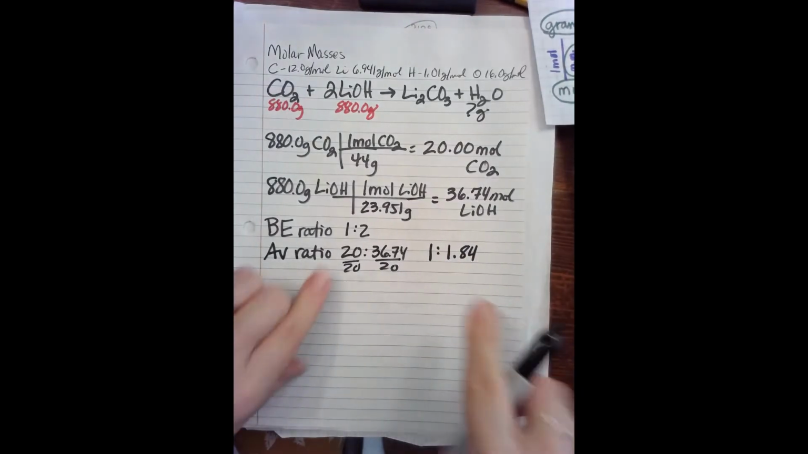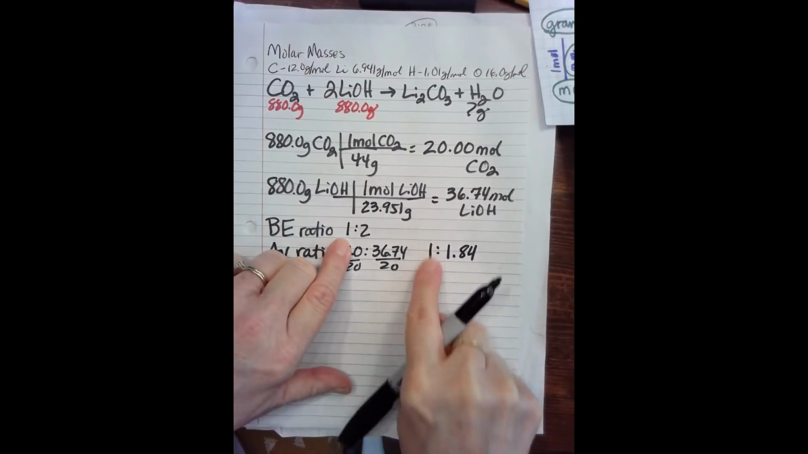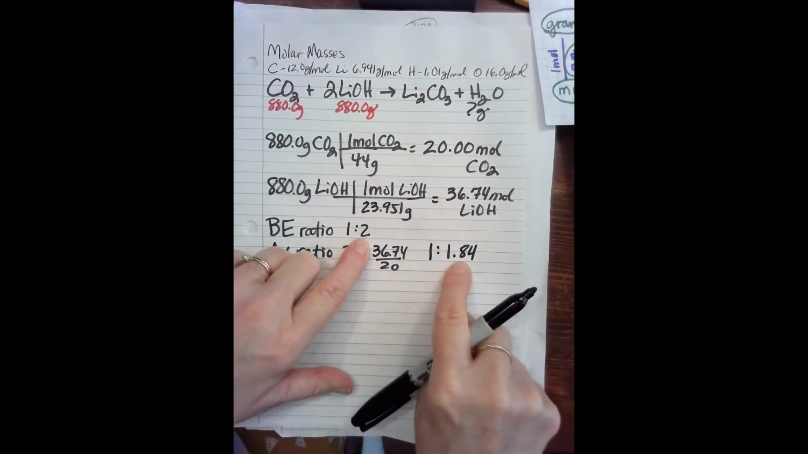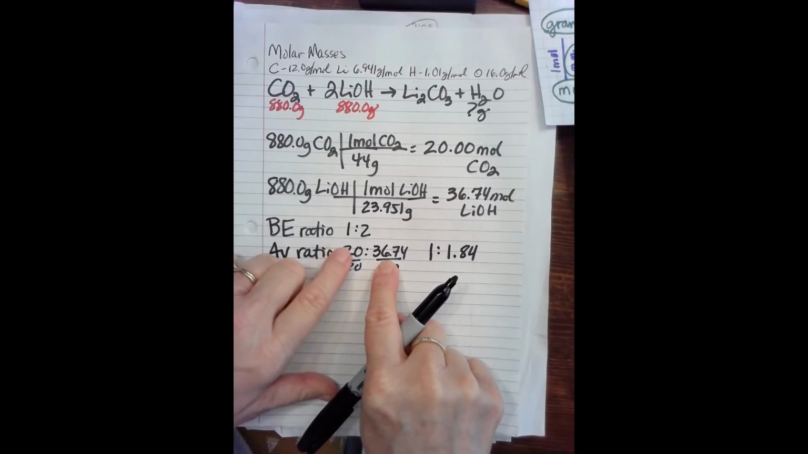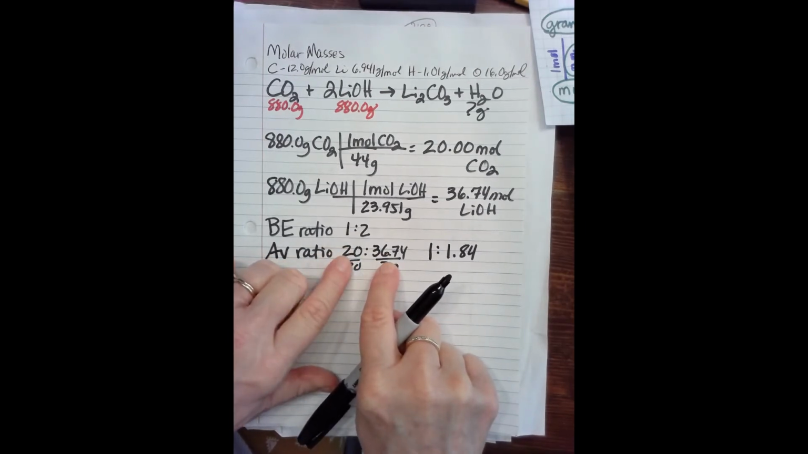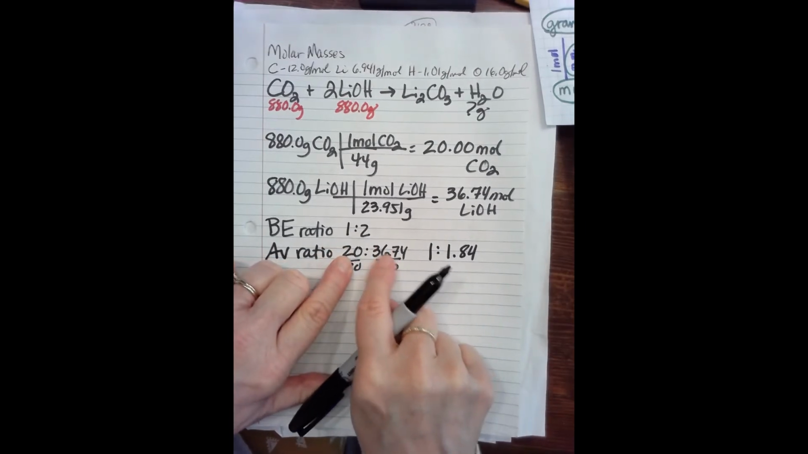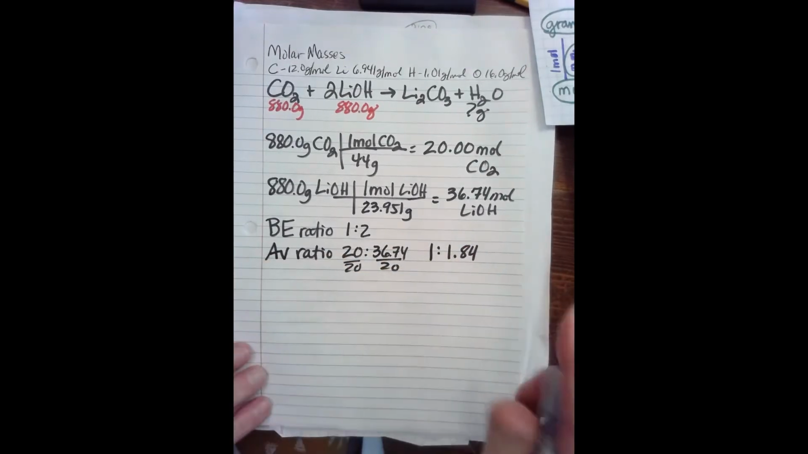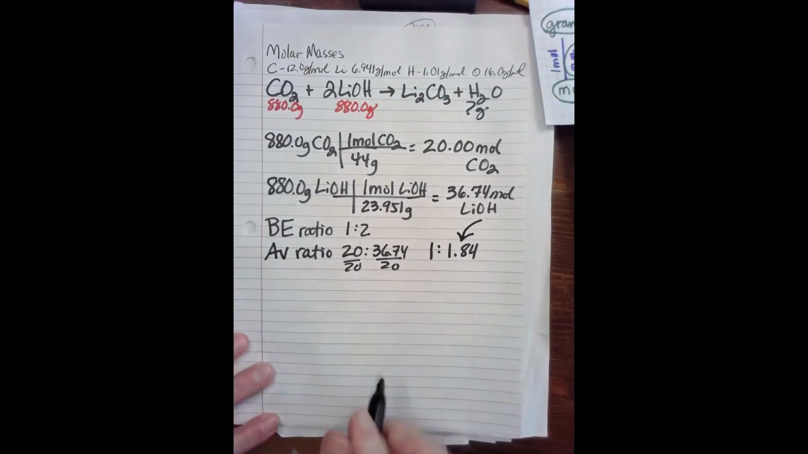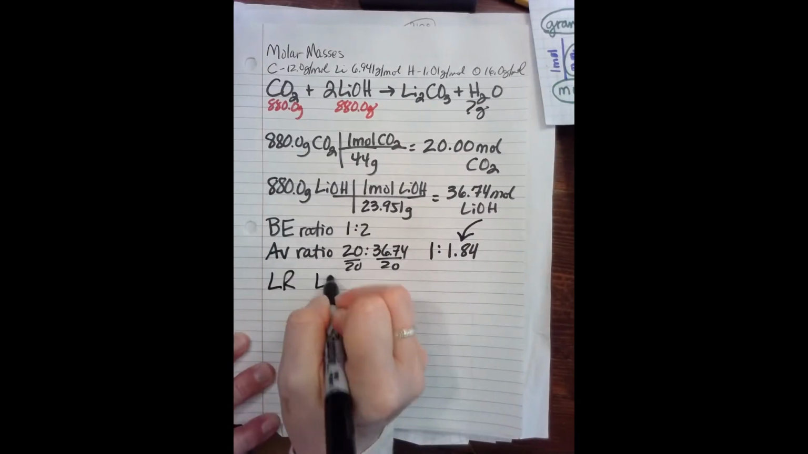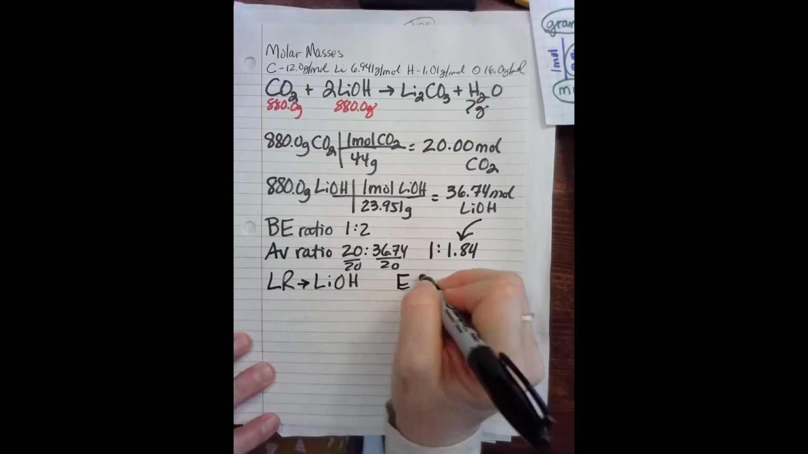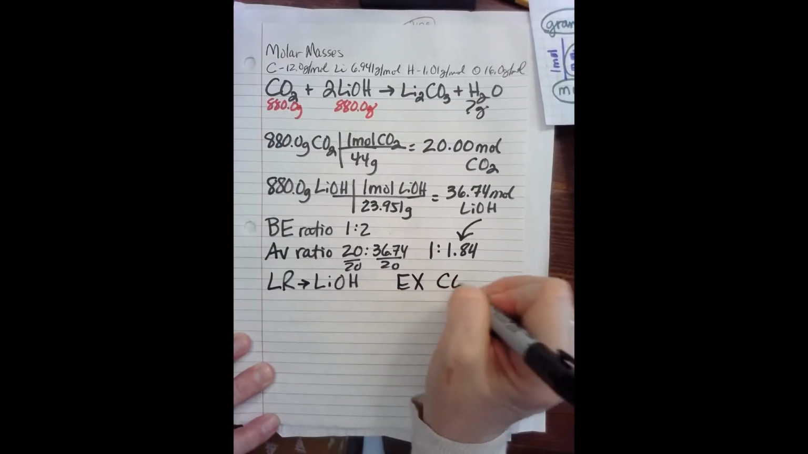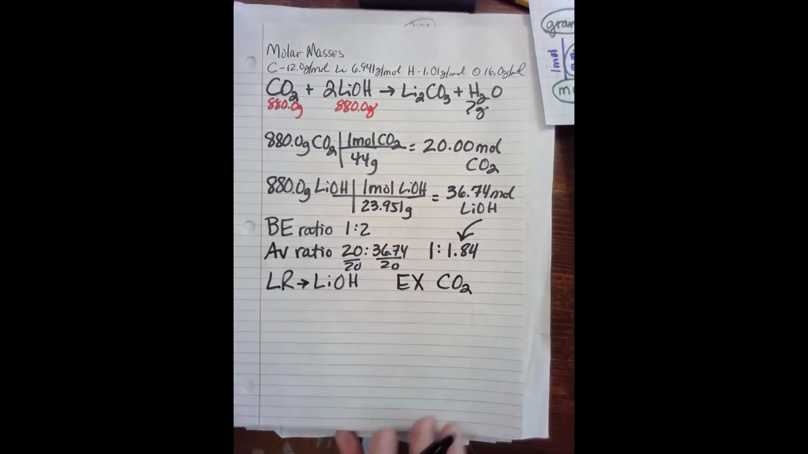But now, do we see, if I try to use 1 mole of carbon dioxide, I don't have enough. I only have a ratio of 1.84. Even if I look back here, since this is 1 to 2, 1 to 2s are easy, right? I would need 40 in order to, but I don't have 40. I don't have 2. So that means that the limiting reactant is lithium hydroxide. That means the excess reactant is CO2. All right, so we're going to work with that in just a minute.